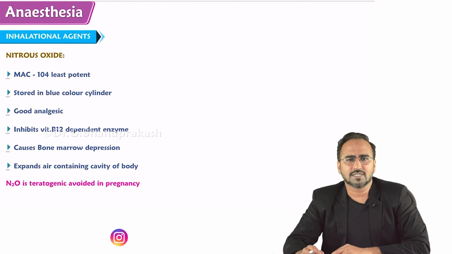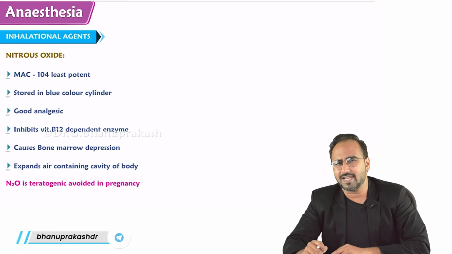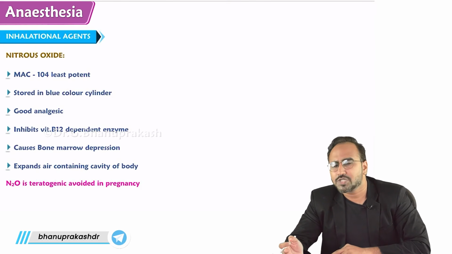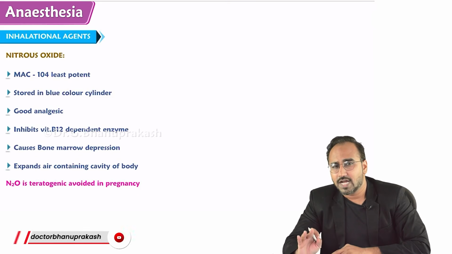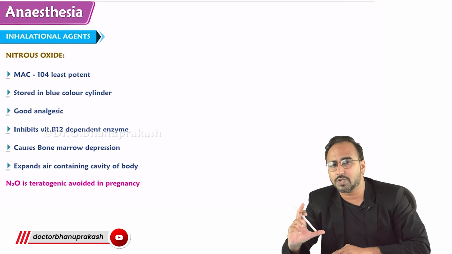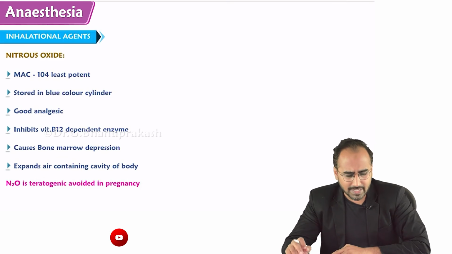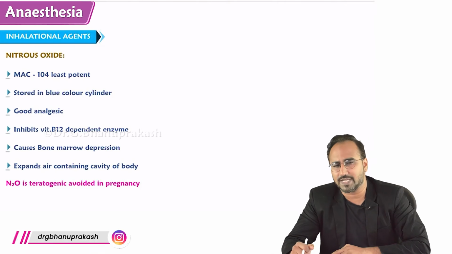Okay. So nitrous, what do we remember about nitrous, guys? Nitrous is the least potent inhalational agent. And from the summary, we have to recollect that nitrous has a good analgesic property. Nitrous is stored in what color cylinder? Blue color cylinder. Remember, nitrous is a non-volatile gas. All non-volatile gases are stored in cylinders, whereas all volatile gases are stored in a device called a vaporizer. All these cylinders are given color coding so that you can identify what gas is present in them.